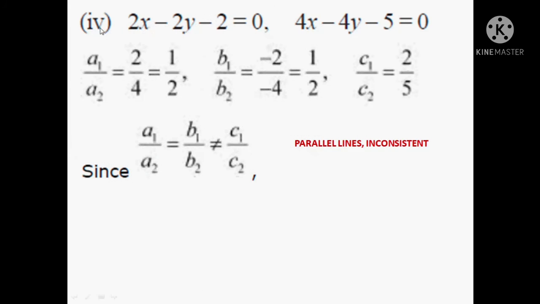Let us do question number 4. 2x minus 2y minus 2 is equal to 0. 4x minus 4y minus 5 is equal to 0. Let us just check the coefficients. A1 by A2 is equal to 1 by 2 and B1 by B2 again is 1 by 2. But C1 by C2 is 2 by 5. Now, from here we can make out that A1 by A2 is equal to B1 by B2 but not equal to C1 by C2. Therefore, they are parallel lines and inconsistent.